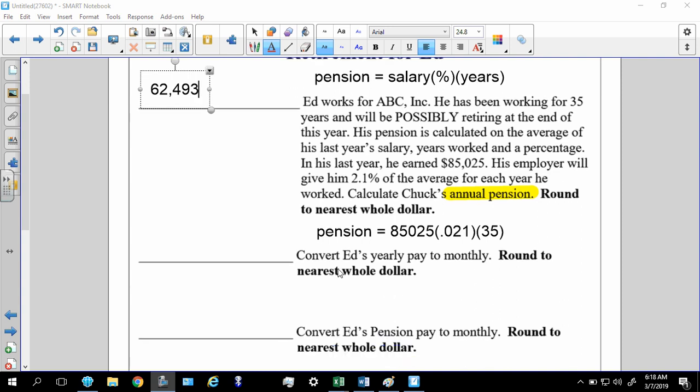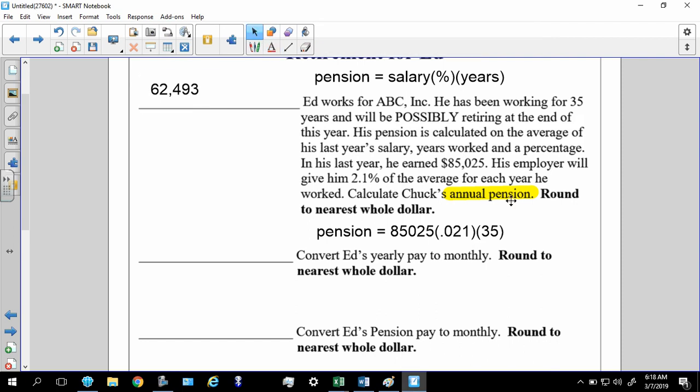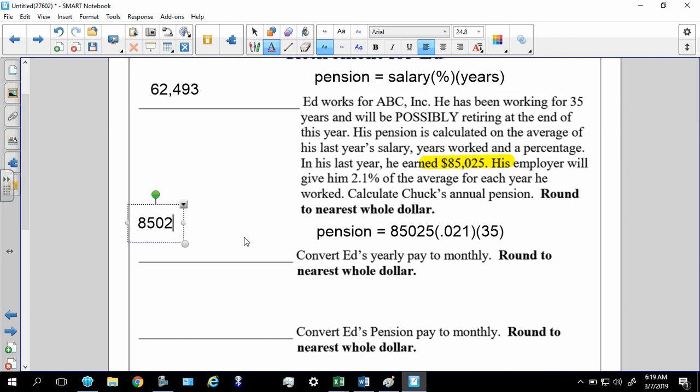And that is, we're just going to make some conclusions here. And it says, convert Ed's yearly pay to monthly. Well, the yearly pay was the $85,000. So I'm going to take $85,025. I'm going to divide that by 12. And I'm going to get a decimal, but I'm going to round to 7,085. That's how much he was making when he was still working.